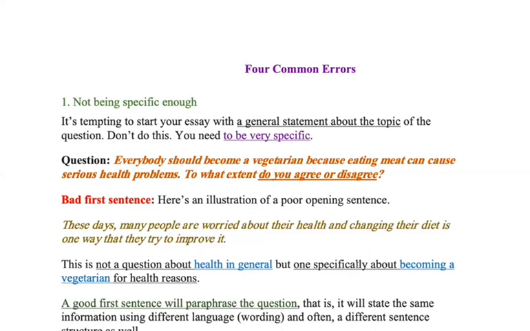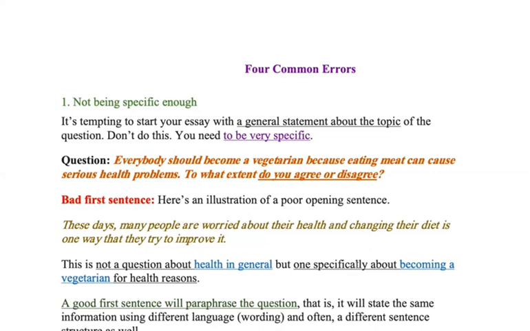There is an example here. This is a question: Everybody should become a vegetarian, because eating meat can cause serious health problems. To what extent do you agree or disagree? The point here is about becoming a vegetarian. This is the main point here.